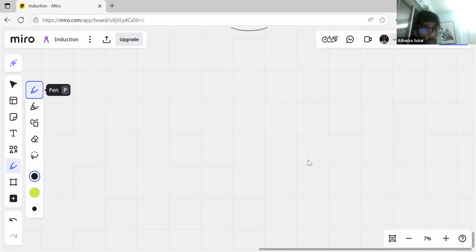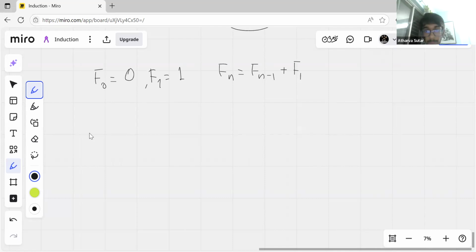Okay, so you guys know Fibonacci numbers, right? I'll just define them for clarity. F0 is equal to 0, F1 equals 1, and Fn equals F(n-1) plus F(n-2). Okay, so now you want to prove that F(n+2) minus 1 is equal to F0 plus F1 plus and so on, plus Fn.